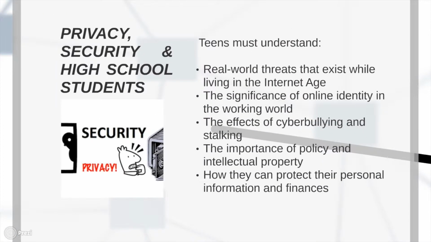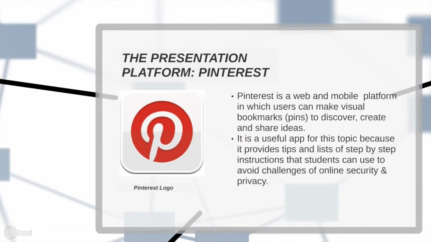The topic of internet privacy and security is important for high school students because they have to understand the real-world threats in the internet age. For example, they should be aware of the significance of online identity in the working world and the effects of cyberbullying and cybercrime. They should also know the importance of policy, intellectual property, and protecting personal information and finances.